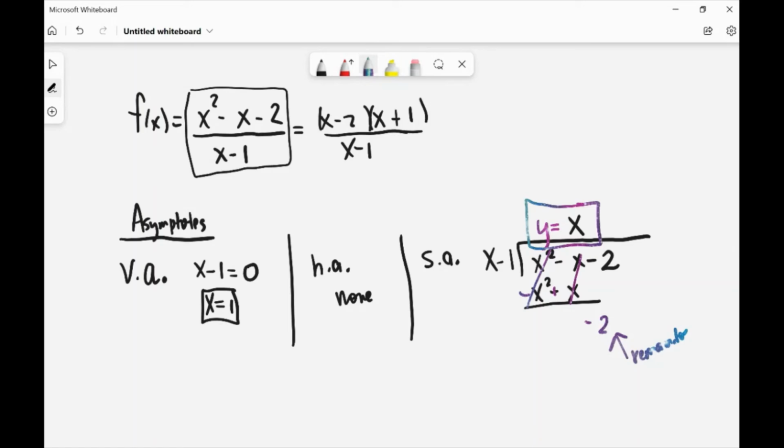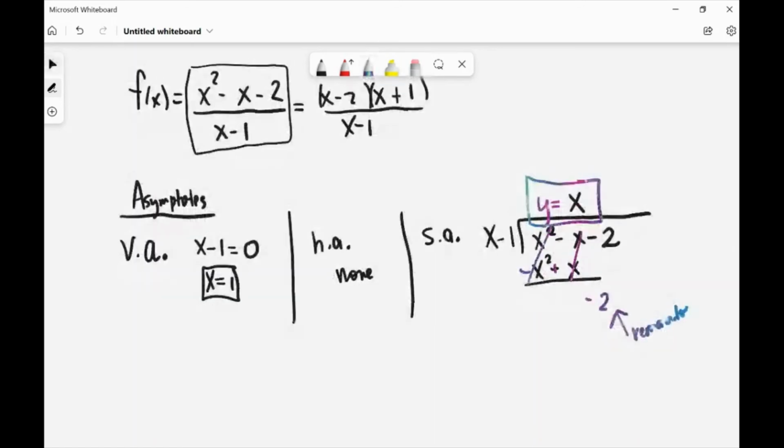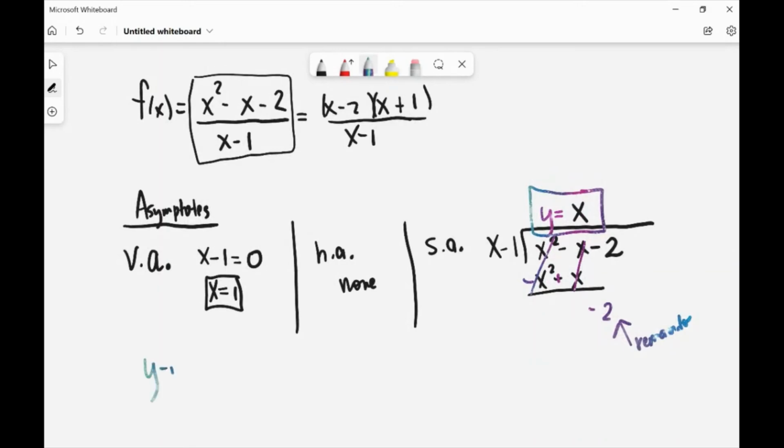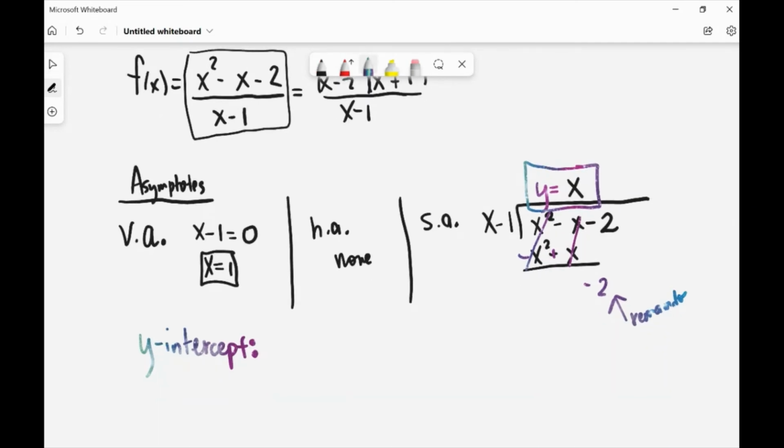What if I ask you some more questions, like, what is the y-intercept? What would you do? How do you find the y-intercept? Change f of x to y, and then swap the x and the y, right? It's the opposite of what you think. For the y-intercept, you do what? Plug in for x. Plug in what for x?